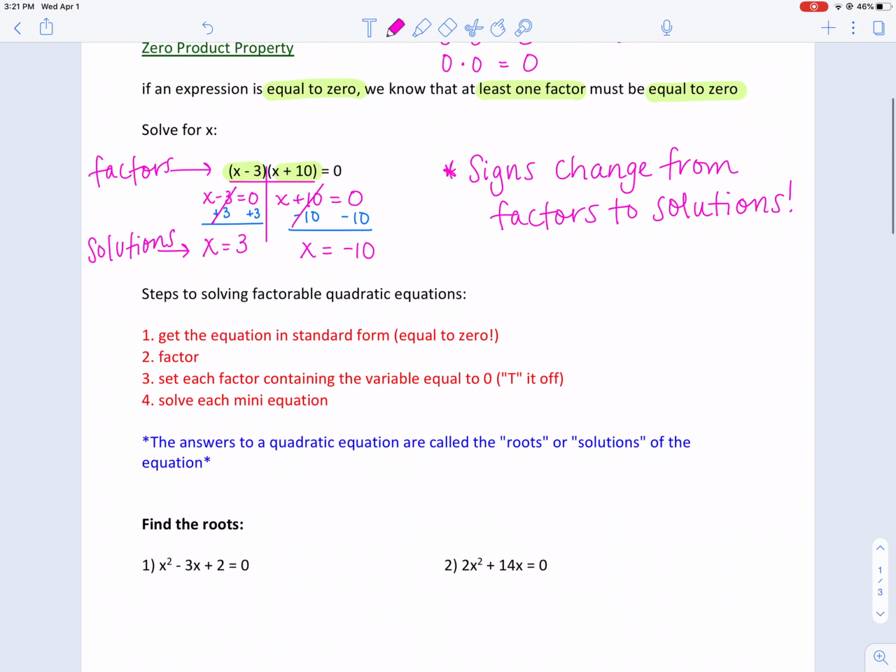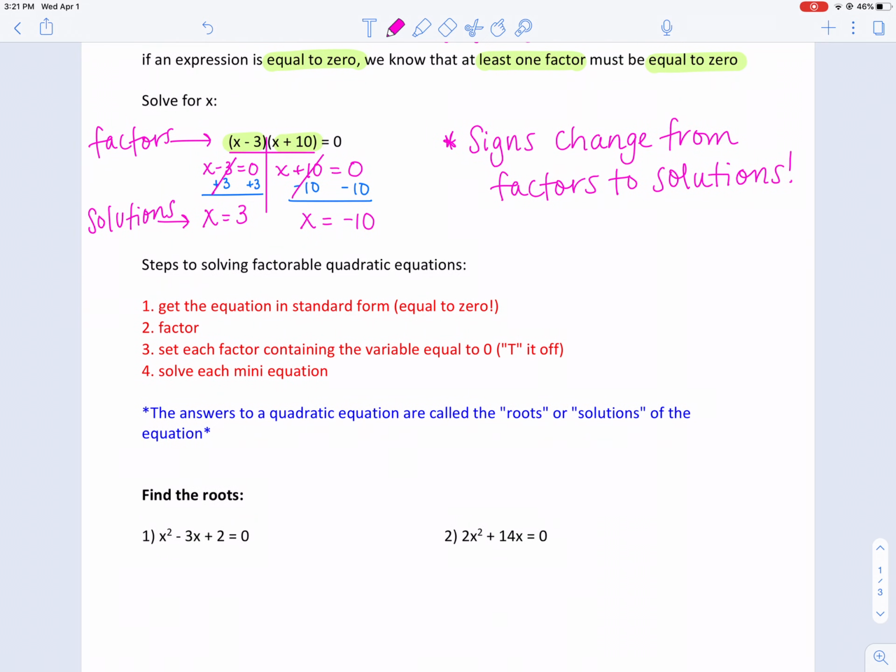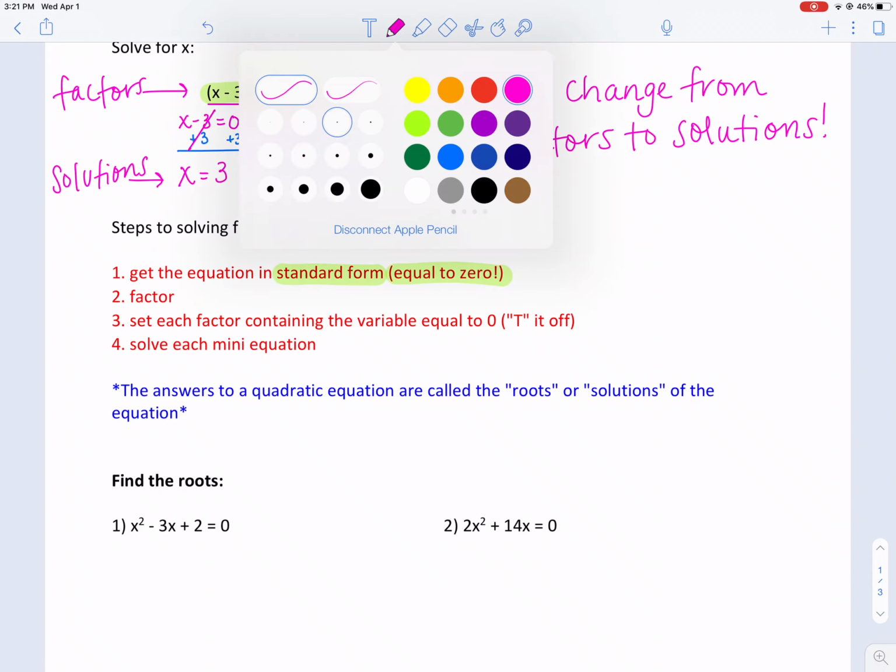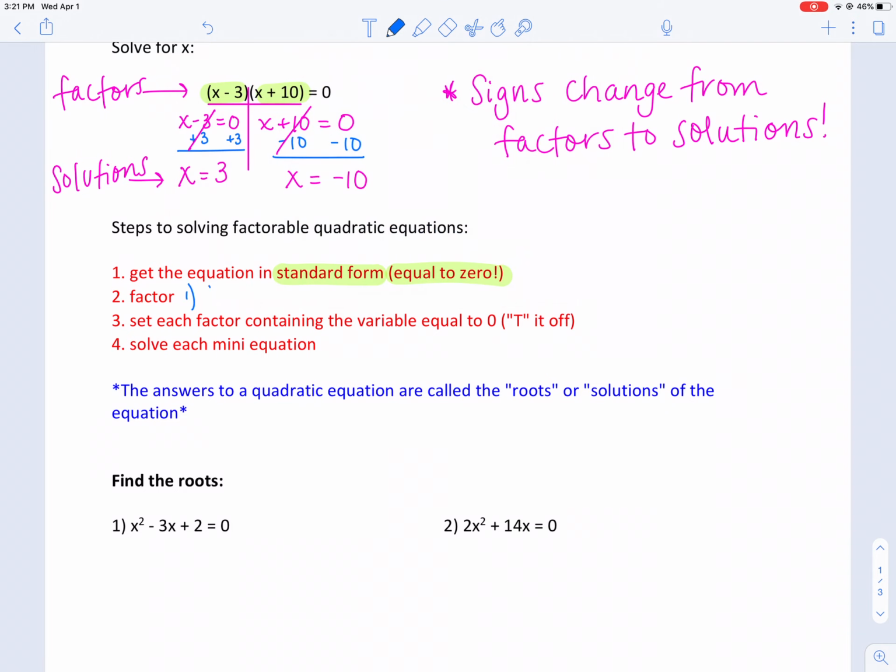Okay? So I give you the steps for solving. You're going to get your quadratic into standard form. We haven't talked about those words, standard form. It just means your equation is equal to 0. You're then going to factor. Now remember, we have different types of factoring methods. You're going to look for GCF. If not, the difference of two squares. If not, grouping.